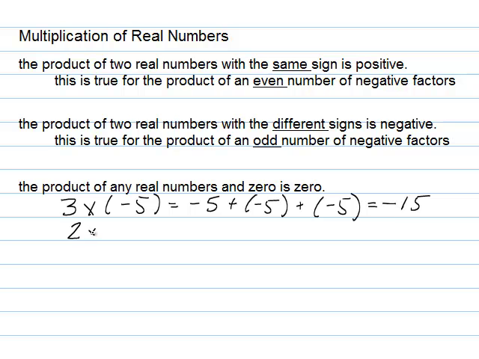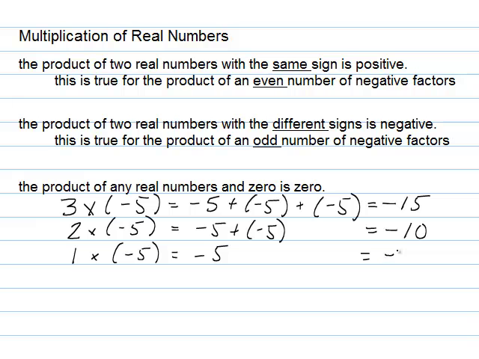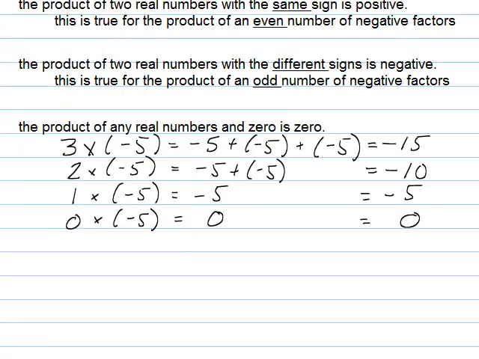All right, 2 times a negative 5 is negative 5 plus negative 5, and that's going to be negative 10. 1 multiplied by negative 5, that's going to give me negative 5. Just one time, obviously, we have negative 5. All right, and 0 times negative 5, we have seen that in our rule here, the product of any real number and 0 is 0. So this is 0.